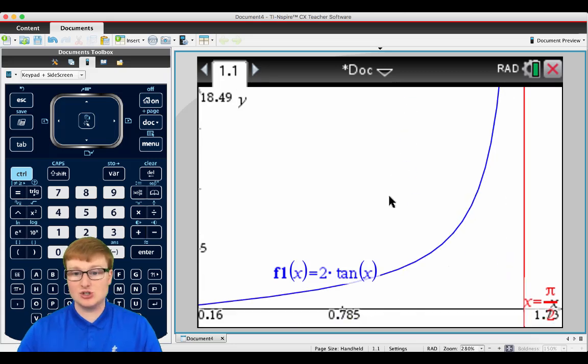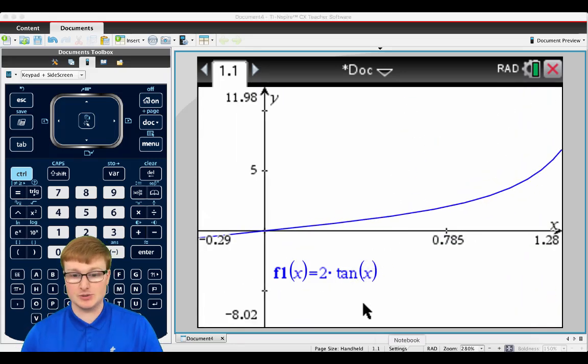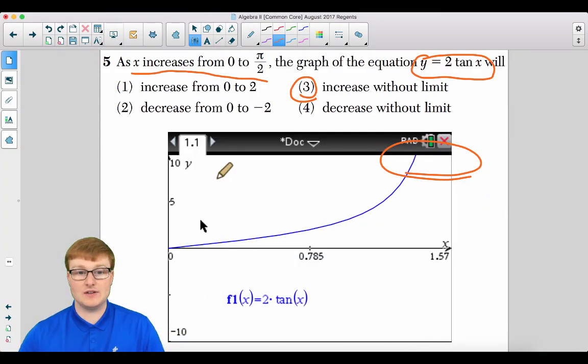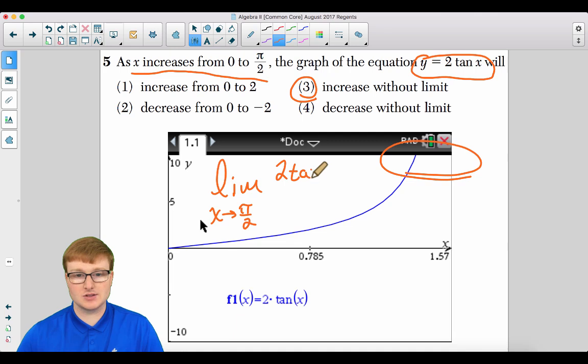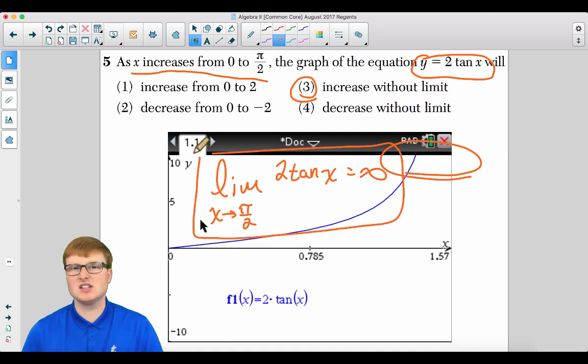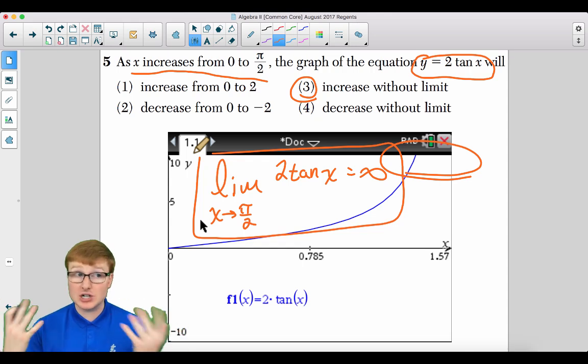Now, I'm just super excited to tell you this because you guys are in Algebra 2. You will see this stuff in calculus denoted as the limit as x approaches pi over 2 of 2 tan of x will equal infinity. And you will see what the heck this means in calculus if you stick around for a couple more years, because I will be doing calculus eventually.